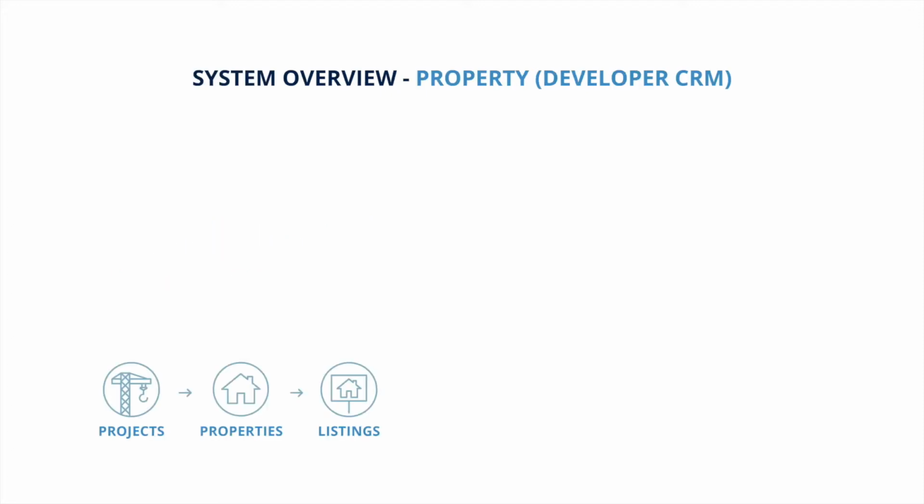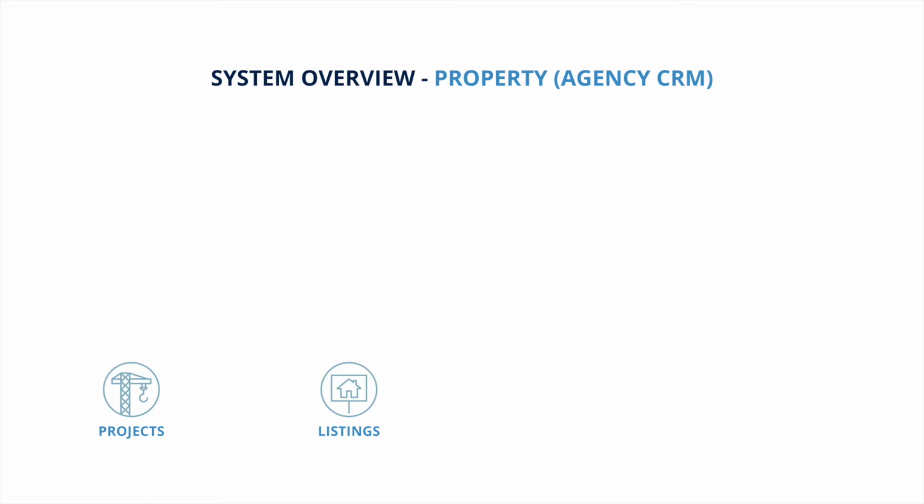For the developer CRM on the property side, projects are added and the properties are added to those projects. Listings can then be created from properties. A listing is an instance of a property for sale or for rent. For the agency CRM on the property side, projects and listings are added.